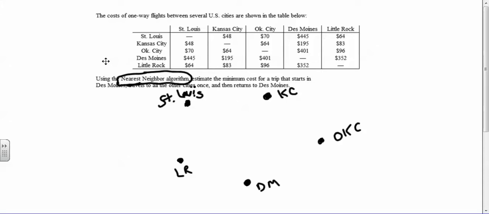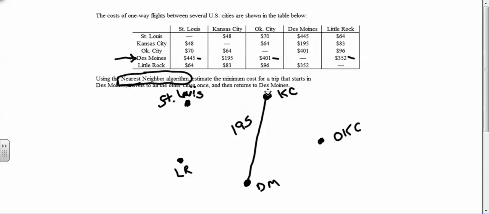And what the nearest neighbor algorithm says is start at your beginning vertex, in this case city, Des Moines, and from Des Moines you can travel to any of the other cities. Well, we want to choose the cheapest, the least expensive, the one that costs the least from Des Moines. So if you look at the Des Moines row here, we won't construct the whole complete graph. We'll just use the chart to help us. So from Des Moines, the cheapest city to go to would be KC, Kansas City. So we're going to form that edge there. We're going to fly to Kansas City for $195. Since that's cheaper than $445 or $401 or $352.